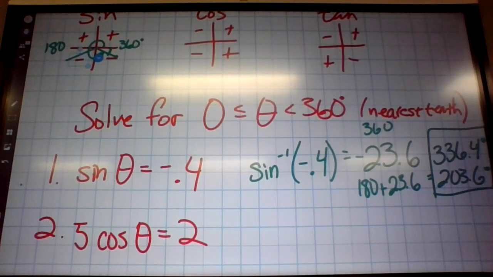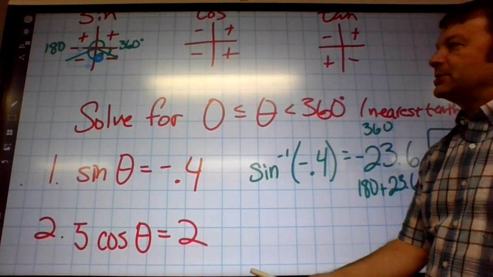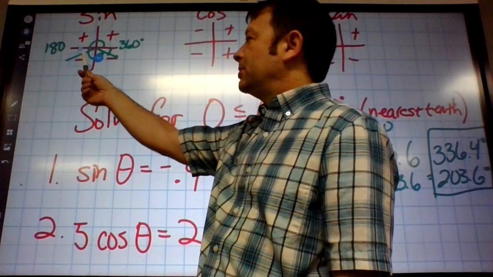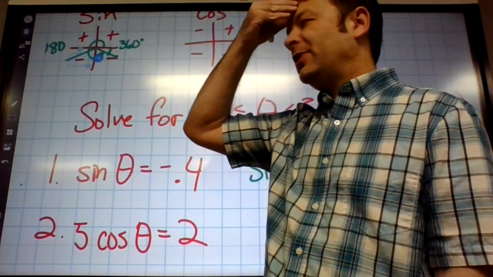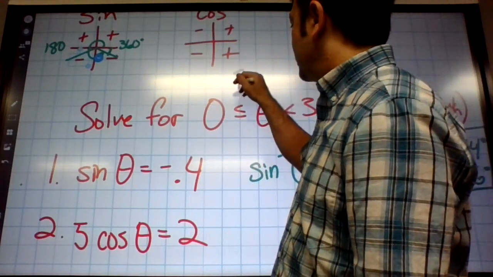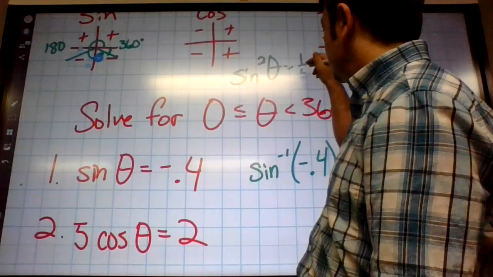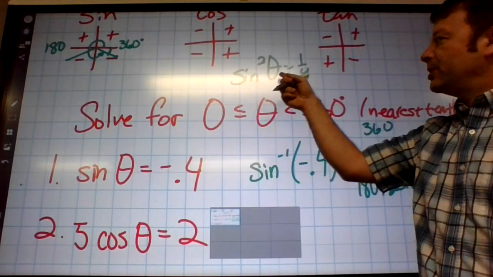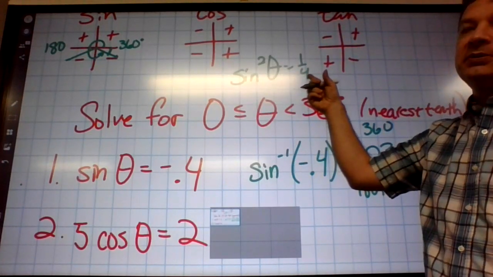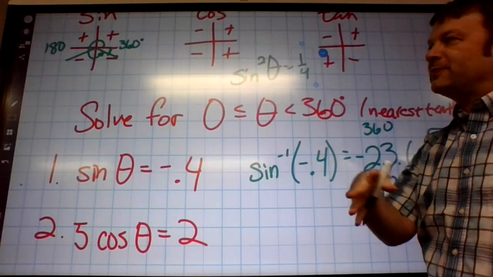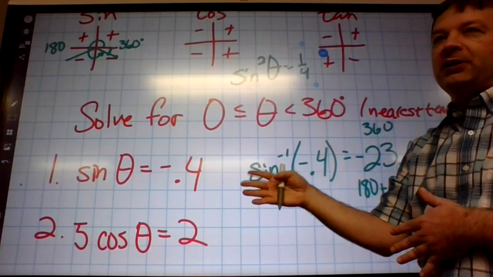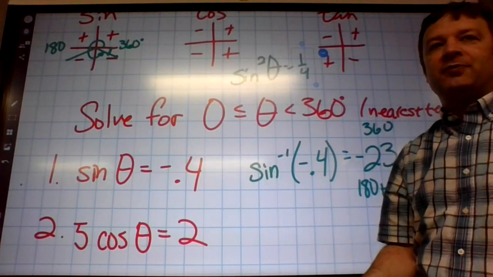So how do you know how many answers you need? Well, there are only 2 places where sine is negative. The problems where we were getting 4 answers were like this, with the square. Because when you square root it, it's plus or minus. So sine equals positive 1/2 and sine equals negative 1/2, and each of those would have 2 answers. So that gave us 4 answers altogether.